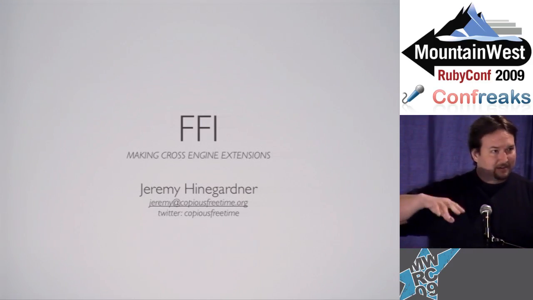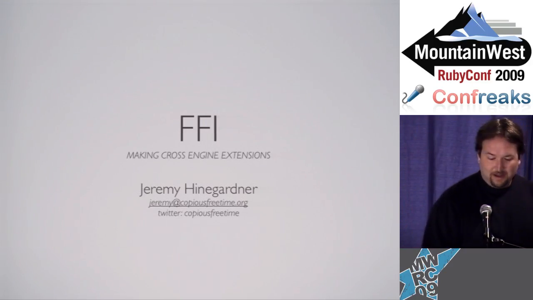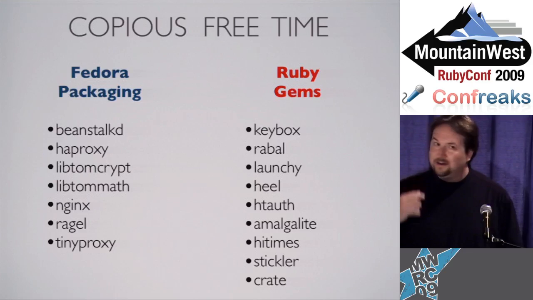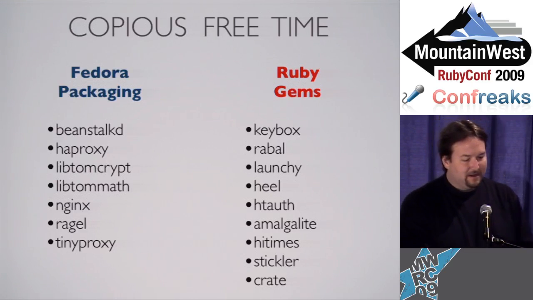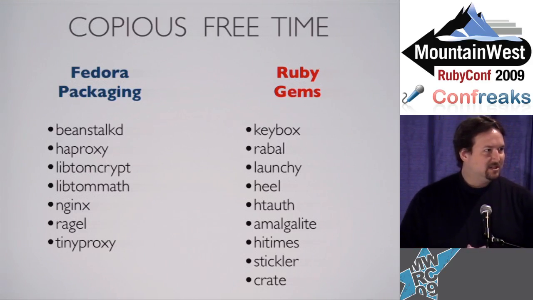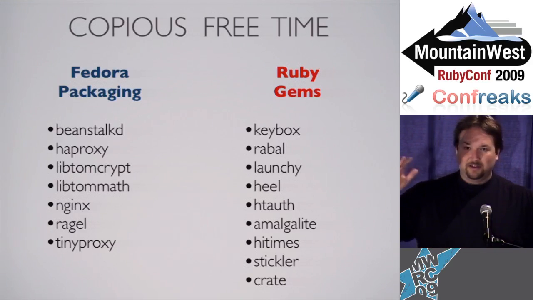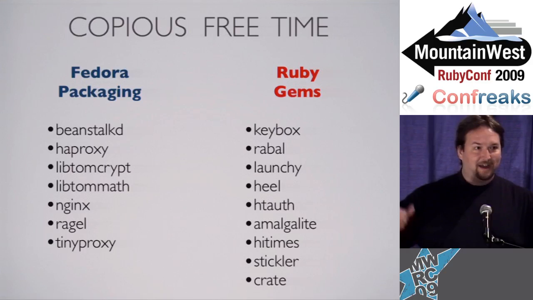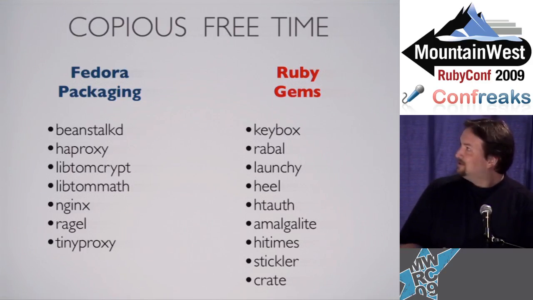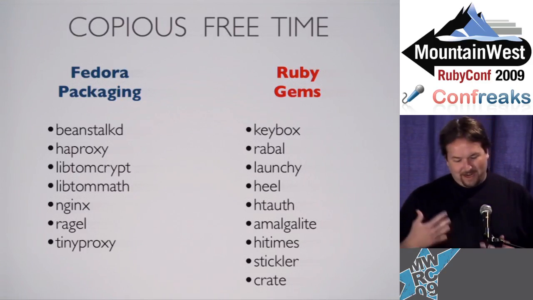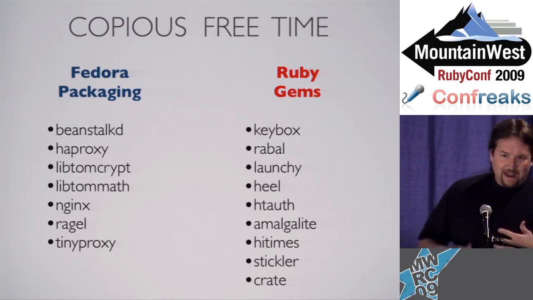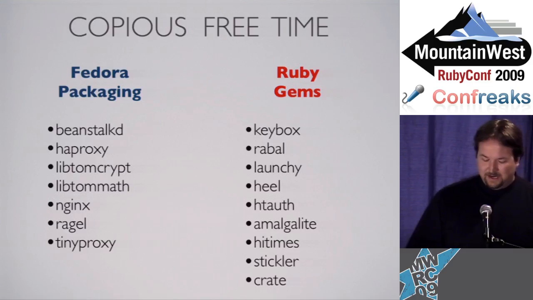So my name is Jeremy Hinegardner. Some of you may know me, some of you don't. Little intro. I also go by Copious Free Time here and there. We do a little bit of Fedora packaging, Nginx, HAProxy. Anybody use any of those? Raise your hands. All right. And I have a few Ruby gems. Some people use them, some people don't. I do.